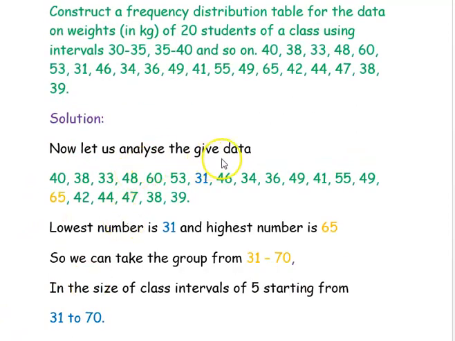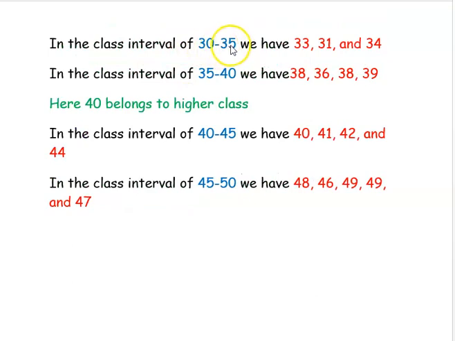First step, we'll analyze the given data. So these are all the given data. In this given data, 31 is the lowest number and 65 is the highest number. So we can take the class intervals from 31 to 70, with a class size of 5. We are going from 30 to 35 and 35 to 40, as given in our question. So the first class interval is 30 to 35.